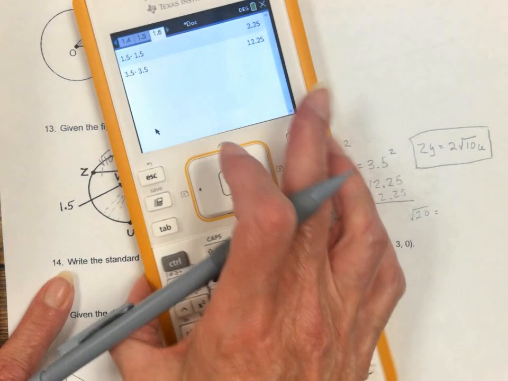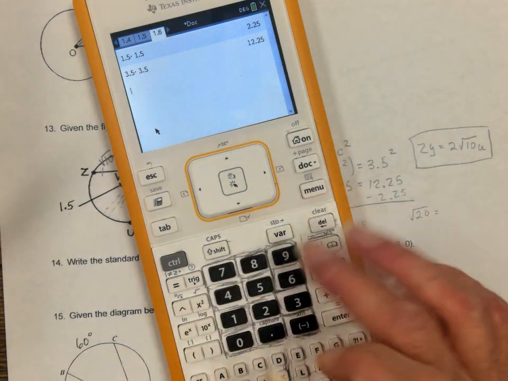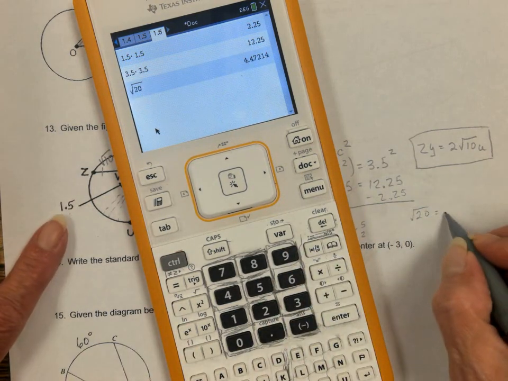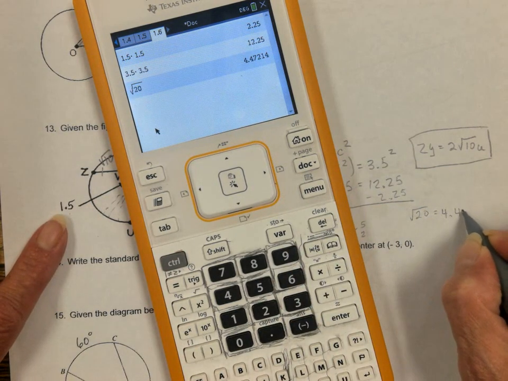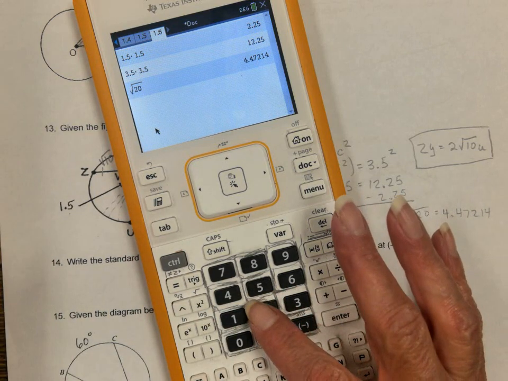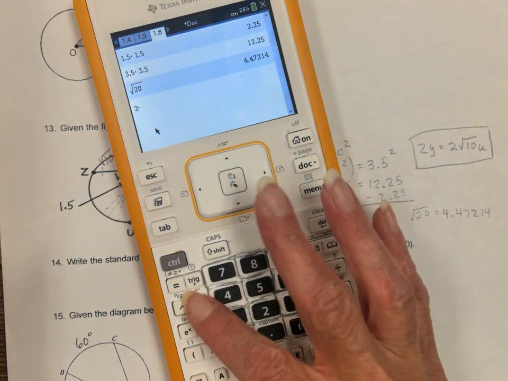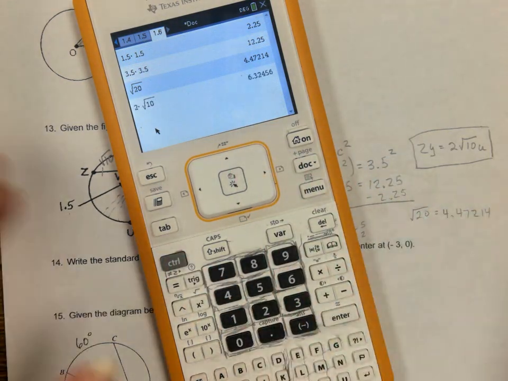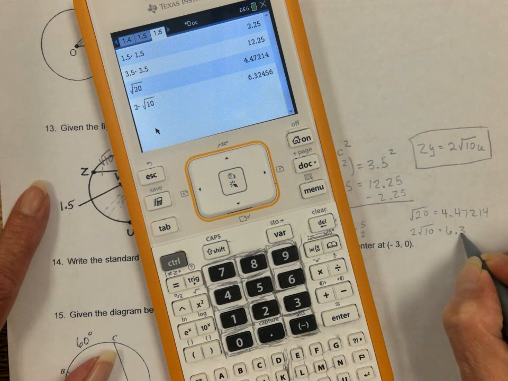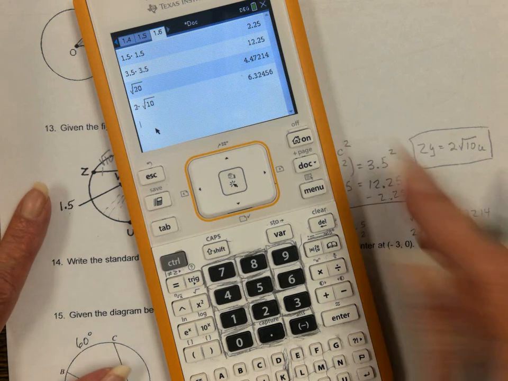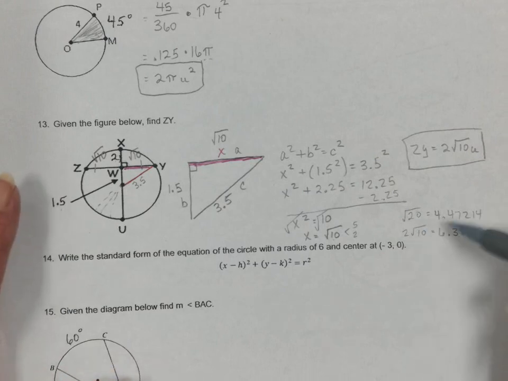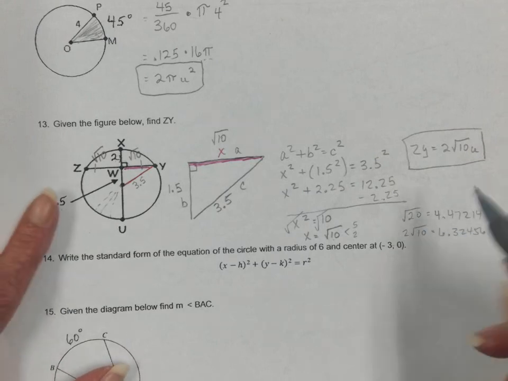Now then, some of you guys answered that you are going to put 20 under the square root. Well, let's see what that does. I'm going to control square root 20, and I get a decimal 4.47214. And I am going to go 2 times the square root of 10 and get 6.32456. Those are not the same number. Those are not equivalents. Those are not equal.